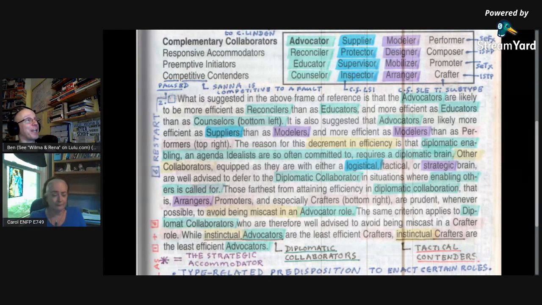Sorry. Right, so what are we going to get here, folks? This is going to be a multi-part theory because Carolyn and I are going in depth. We're not just skimming through. So the reason for this decrement in efficiency is that diplomatic enabling, which is what NFs are good at, folks, and which idealists are so often committed to, requires a diplomatic brain. Other collaborators, equipped as they are with either a logistical brain, so for SJs, tactical, usually SPs are good at this, or strategic, NTs, are well advised to defer to the diplomatic collaborator in situations where enabling others is called for.